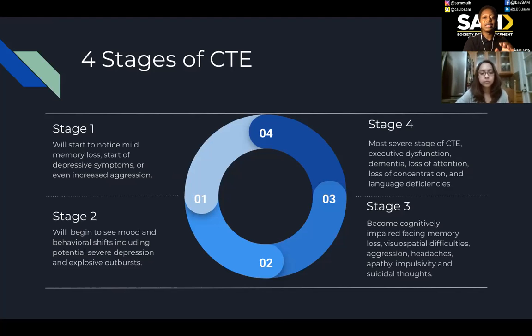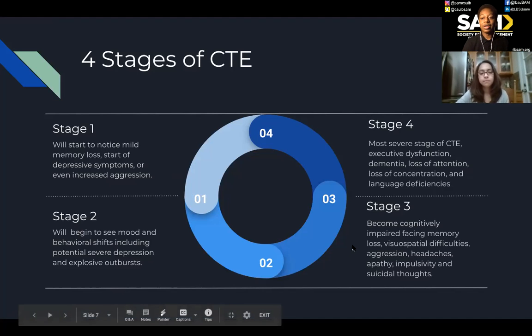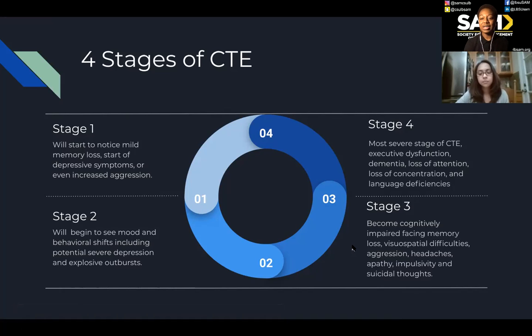But these are still both classified as mild symptoms, where they're not necessarily deadly yet. Now, where we get into stage 3 and 4, this is where the symptoms become more deadly to the patient. So in stage 3, they become cognitively impaired, facing memory loss, visual-spatial difficulties, aggression, headaches, apathy, impulsivity, and even suicidal thoughts. And then stage 4 is the most severe stage of CTE, where they experience executive dysfunction, dementia, loss of attention, loss of concentration, and even language deficiencies.